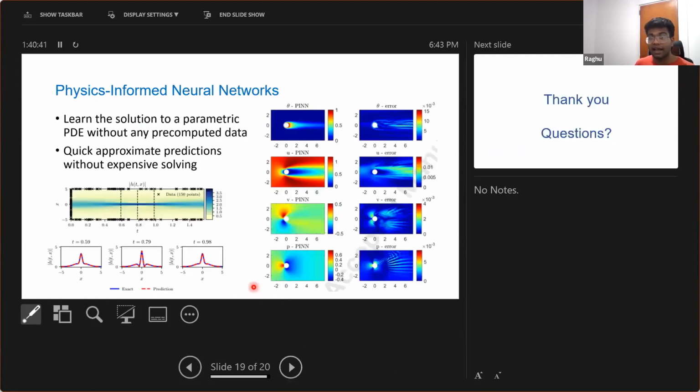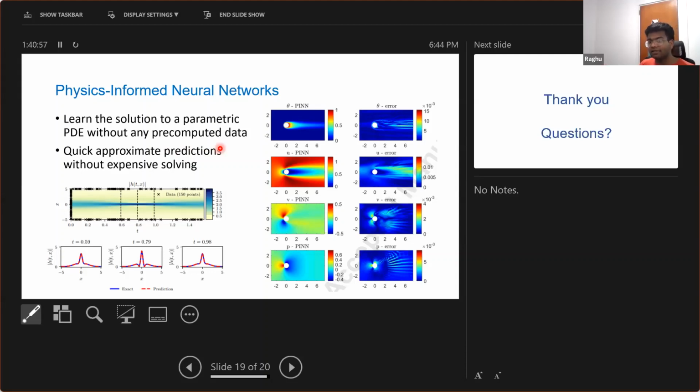So yeah, this is like the last slide. This is again a new field. It's not about rigid body motions. It's about solving differential equations. They're called physics informed neural networks, where neural networks are used.